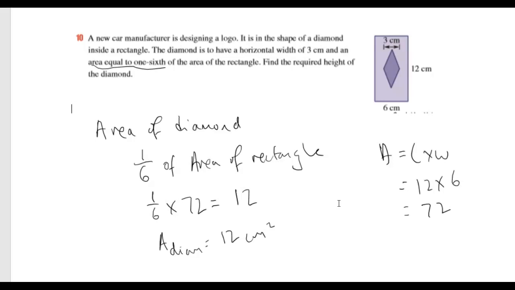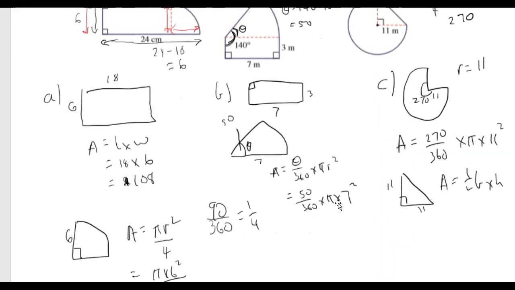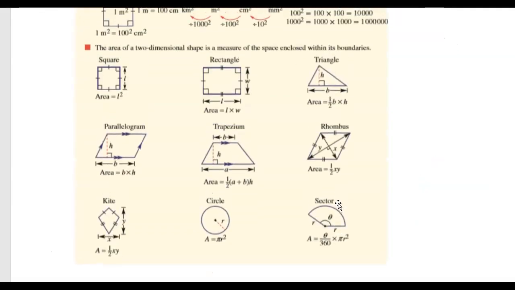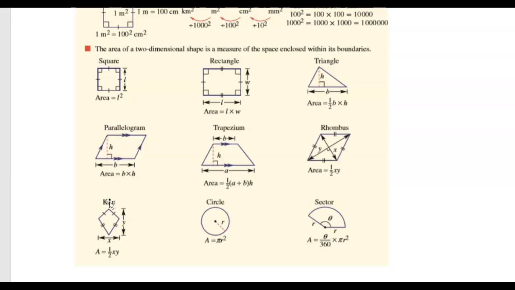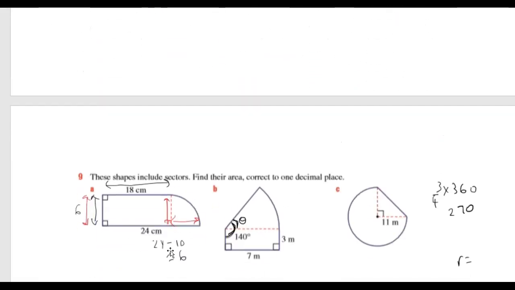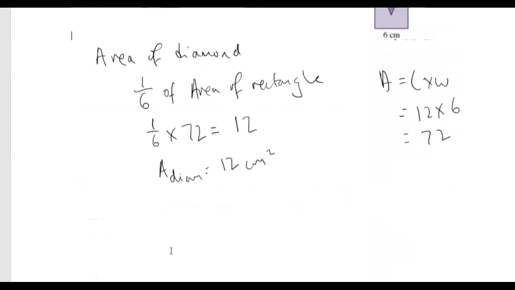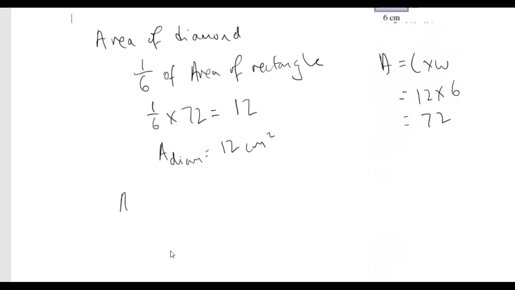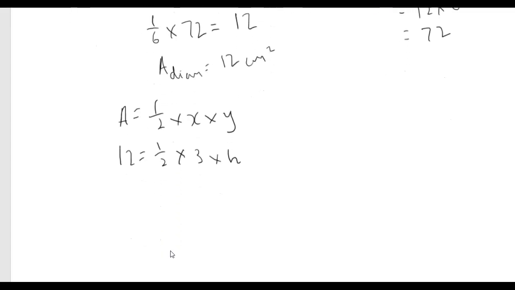All right, then we've got to work out the height of the diamond. So I'm going to just scroll back up to our formulas and hopefully it's on our formula sheet. Okay, so diamond, we've got the height here. So we can use that. It's half times x times y. So your area formula is a half times x times y. So basically, we know the area has to be 12. We know the width of the diamond is 3, and the height is what we're working out. So I'm just going to leave that as h, and then we can solve for h.